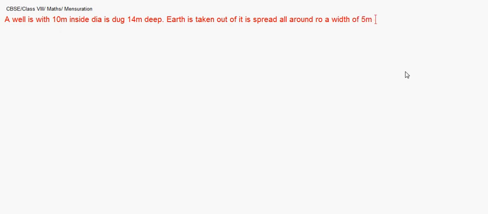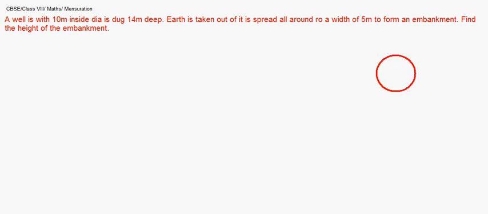I'll just draw the figure so that we understand how it looks, to form an embankment. I can't draw the height of it though. We have to find the height of that embankment. I can't draw that because it would be three-dimensional, but it would mostly be like this: this is the well and you draw the embankment which has a height, this one, right? And this is the width of it.